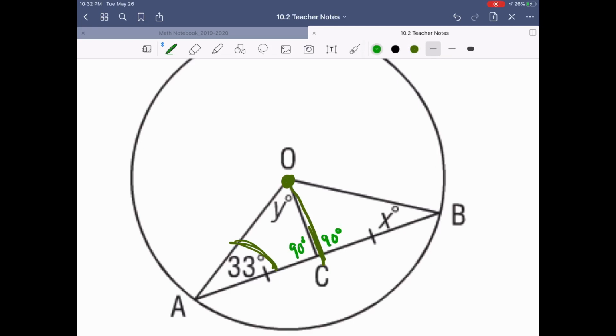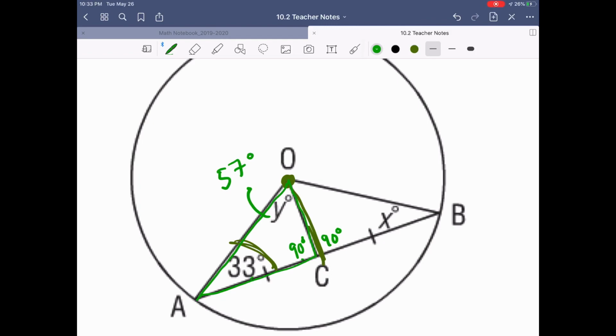So for example, here we have a triangle, and we know two out of the three angles. So all we have to do is 180 minus 90 minus 33 to get Y, which is 57 degrees.